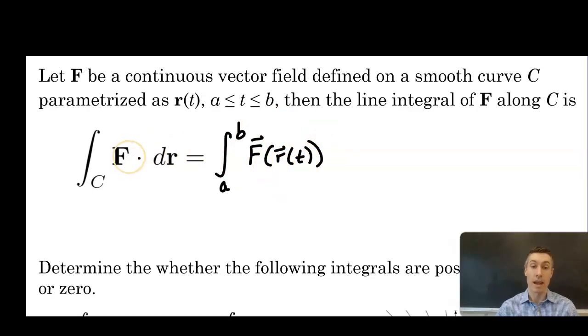Right? The vector field right now is in terms of x and y, or x, y, and z, whether it's 2 or 3 dimensional. We need to get it in terms of t, in terms of a single variable. And then we can replace that dr back with the r prime of t dt. So find the tangent vector, redefine our vector field in terms of t, compute the dot product, and then evaluate the integral. Those are the steps that we're going to go through to evaluate the line integral of a vector field.